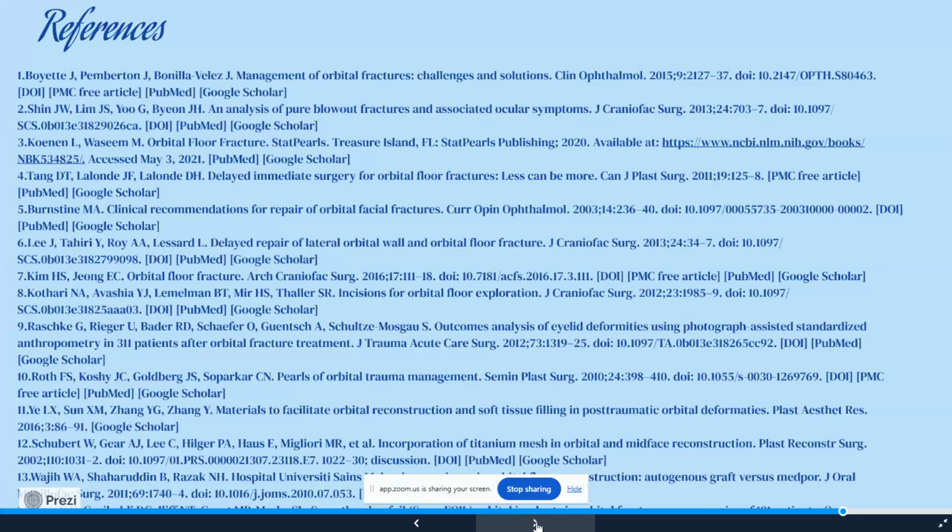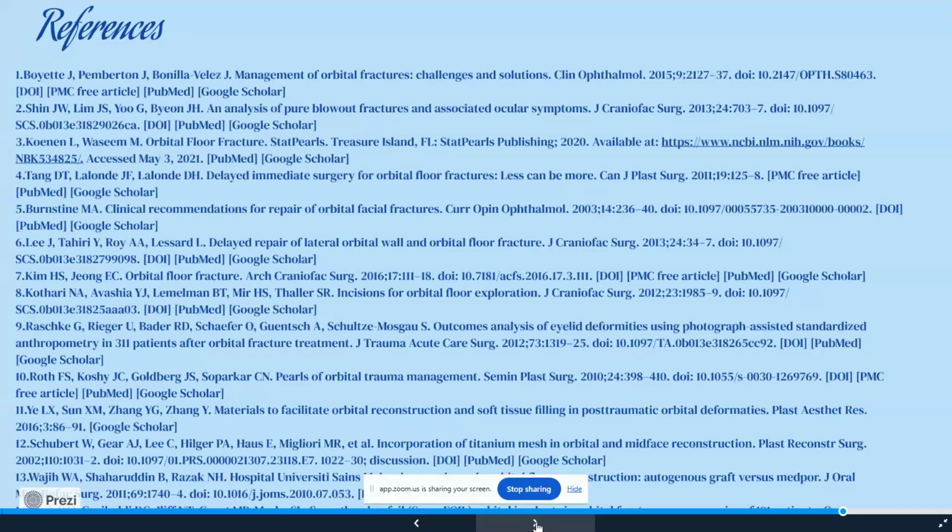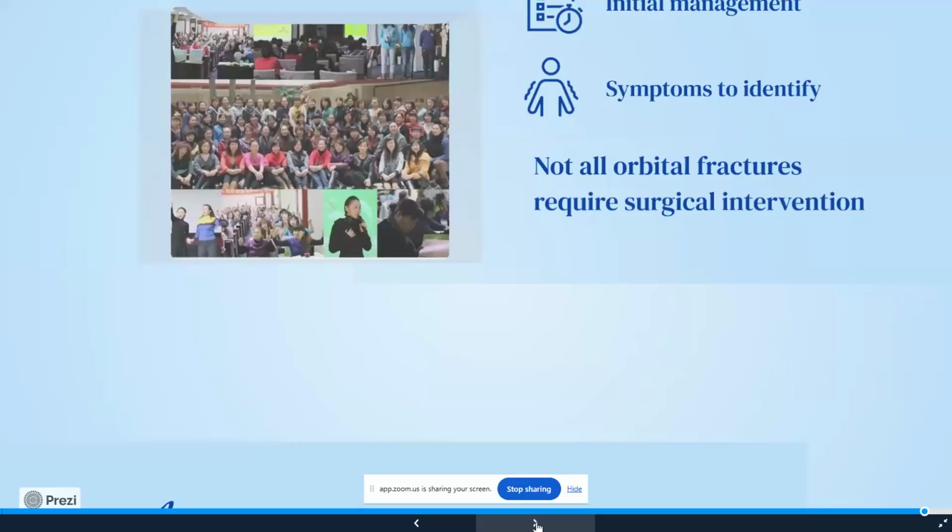So these are my references. So my take home message would be that yes, the initial management is very important, and you should know how to identify it clinically, and also how to identify it on the CT scan image. And not all orbital fractures require surgical intervention.